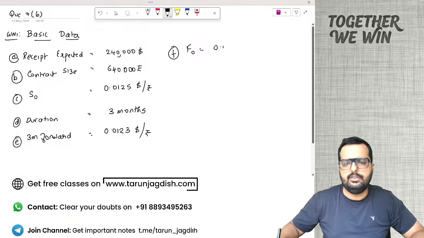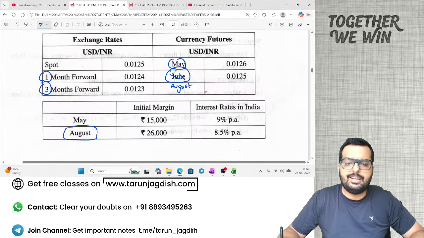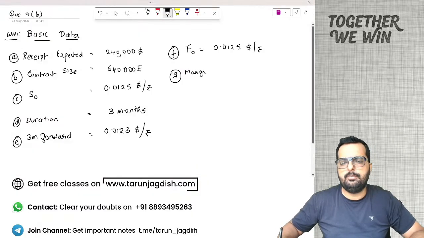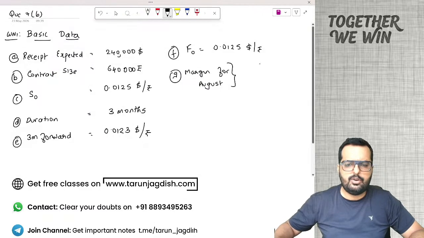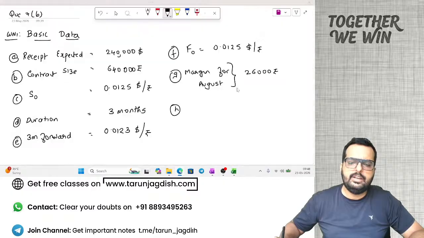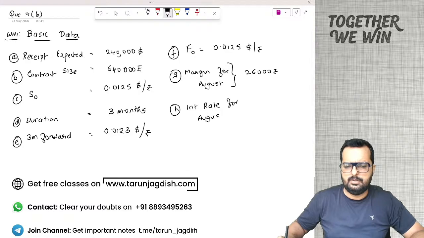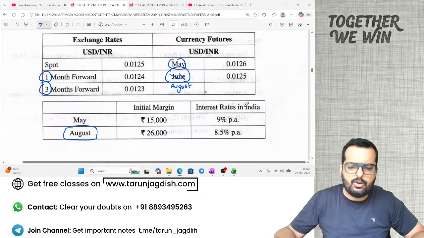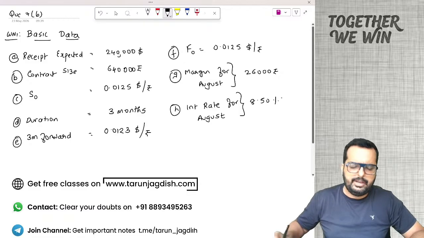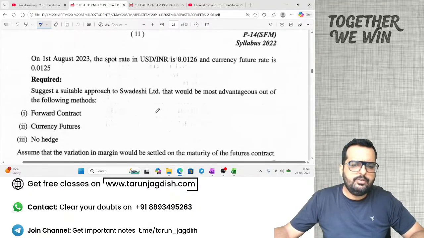F0 is equal to 0.0125 dollar per rupee. They have given the exchange rate also separately, friends. Now down they have given you the margin for August. What is the margin for August? Margin for August is 26,000 rupees. Everybody clear? Now, next thing, they have given you the interest rates also. Interest rate for August is given as how much? 8.5%.